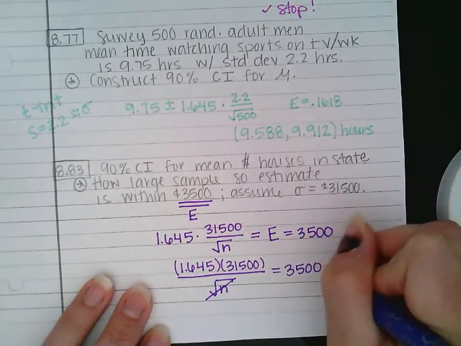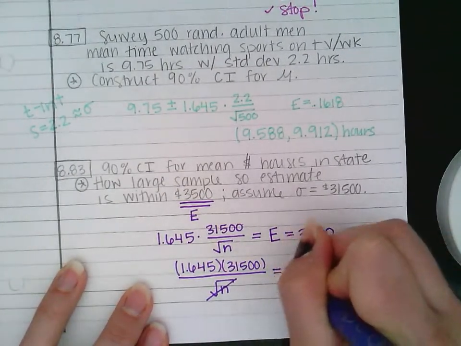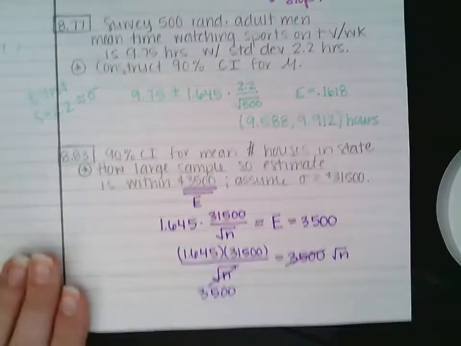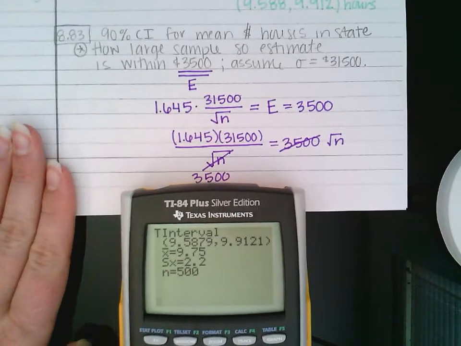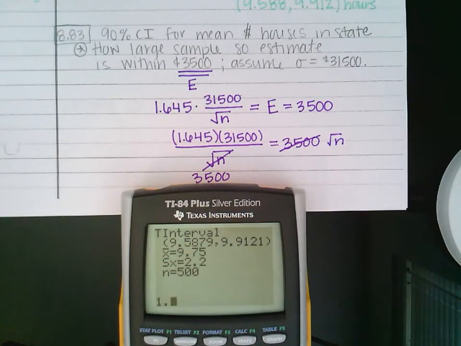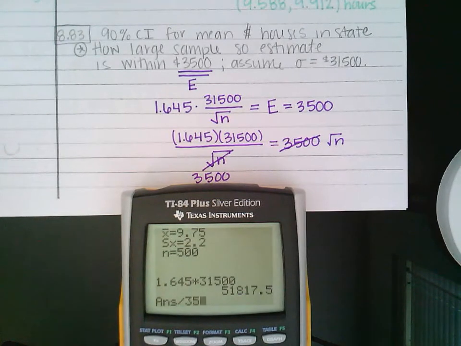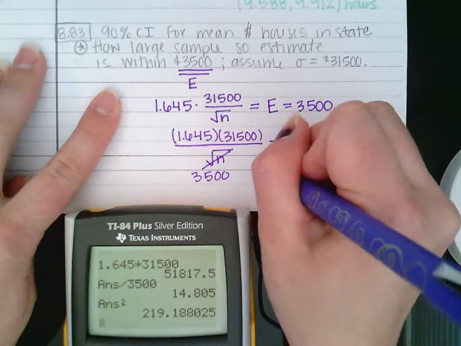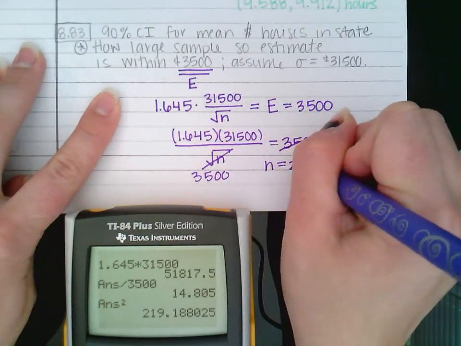All right, so I'm going to multiply by square root of n and then divide by 3,500, and then I'm going to square for my final answer here. So 1.645 times the standard deviation divided by 3,500 and then squared and round up. So n should be 220.